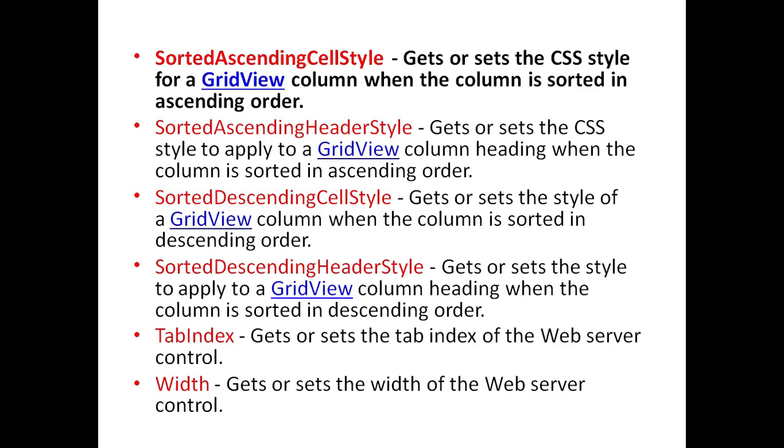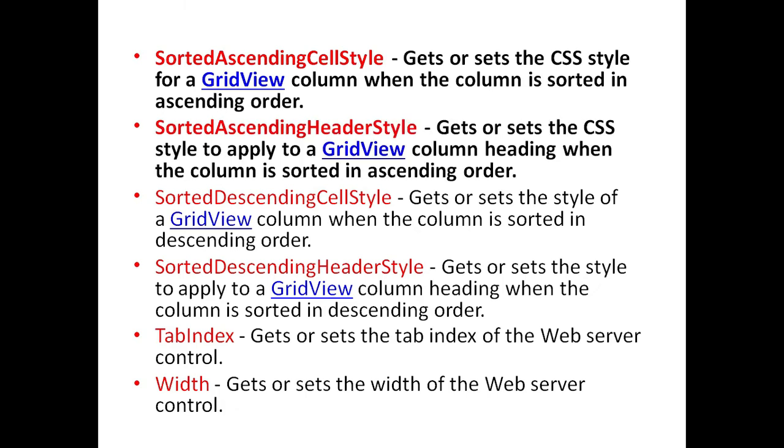Sorted ascending cell style property is used to get or set the CSS style for a GridView column when the column is sorted in ascending order. Sorted ascending header style property is used to get or set the CSS style to apply to the GridView column heading when the column is sorted in ascending order.